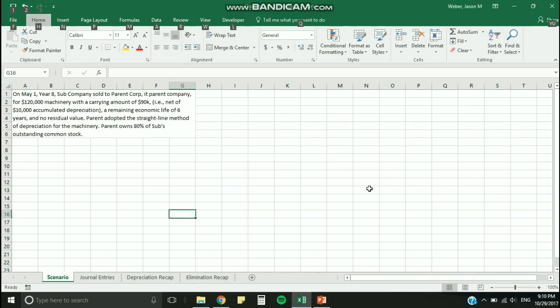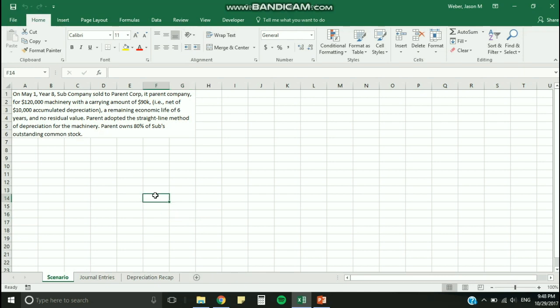Alright, so let's get started with this problem. We'll start here on the Scenario tab and read the scenario for the problem. On May 1st, year 8, sub company sold to parent corporation, its parent company, for $120,000, machinery with a carrying amount of $90,000, net of $10,000 accumulated depreciation, a remaining economic life of 6 years, and no residual value. Parent adopted the straight-line method of depreciation for the machinery. Parent owns 80% of sub's outstanding common stock.